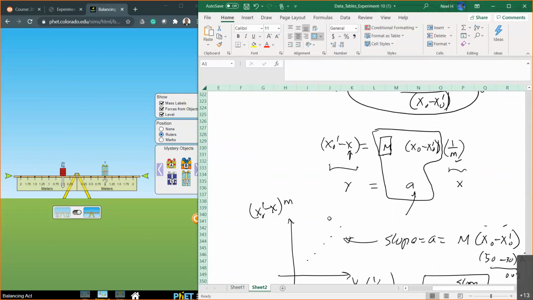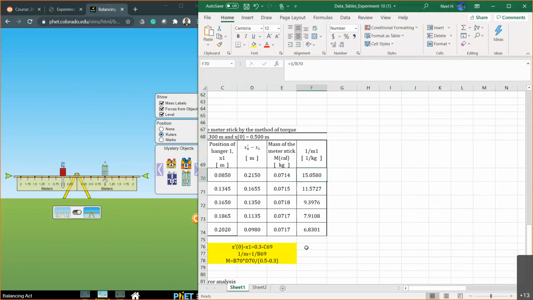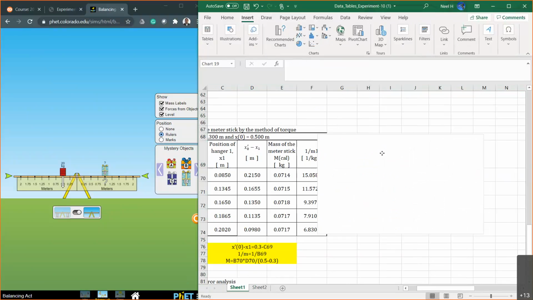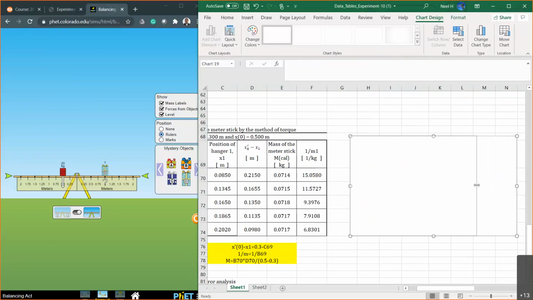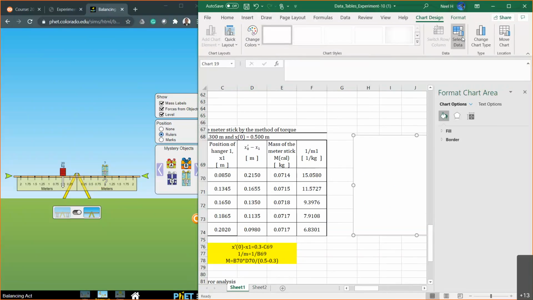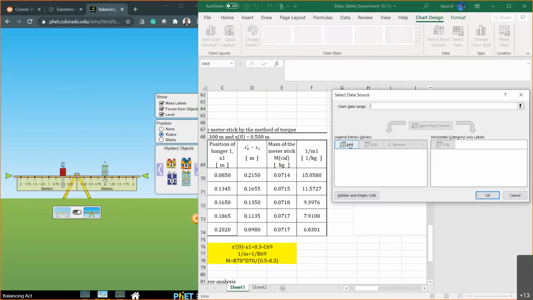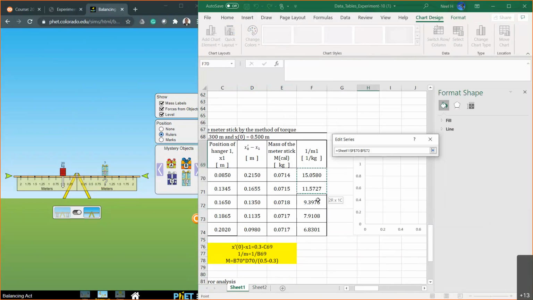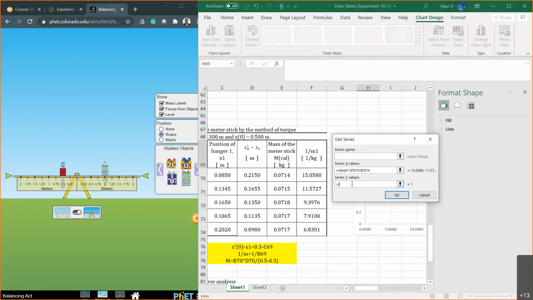Most of the time, we take a data set and then investigate it by using the graphical method, right? So let's make a graph. Insert, scatter plot. These things you know now, right? It's not a big deal. We're doing this many times over the semester. Double click, select data, and then let's add the data. X column should be 1 over M. Cell values F70 to F74.